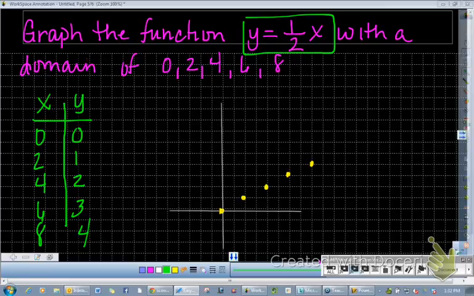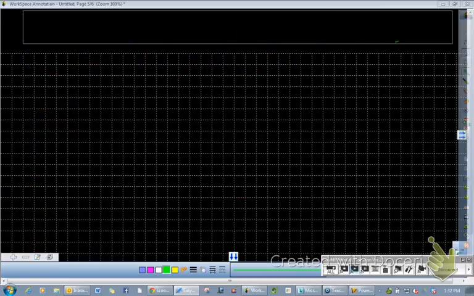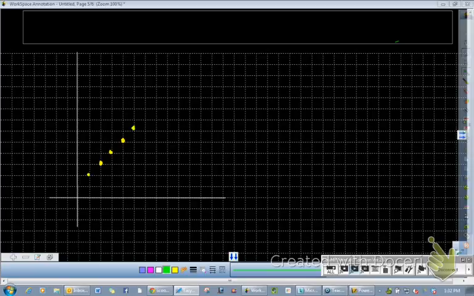All right. The last thing we're going to do is we're going to be given a graph, and you're going to be making a function rule for it. So if I give you the graph, and you have points, okay, so from that, it's going to say write a function rule.